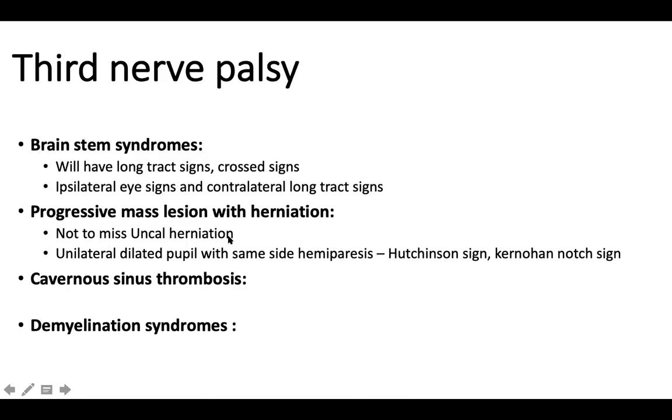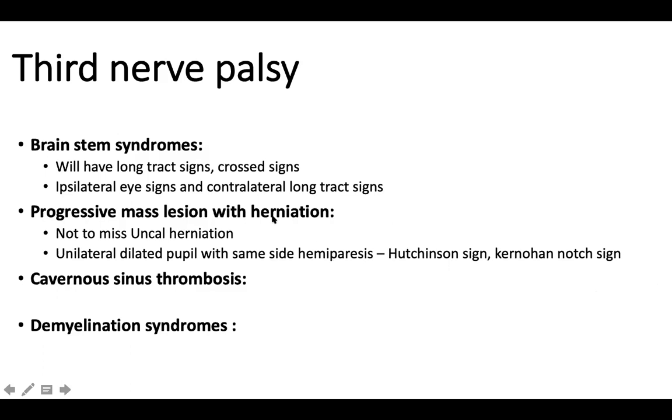So a progressive mass lesion on one side can cause an other side third nerve palsy and other side hemiparesis, okay. So this is a sign of an impending herniation, impending unilateral herniation, okay. It's a very dangerous sign. It is known as Hutchinson sign.